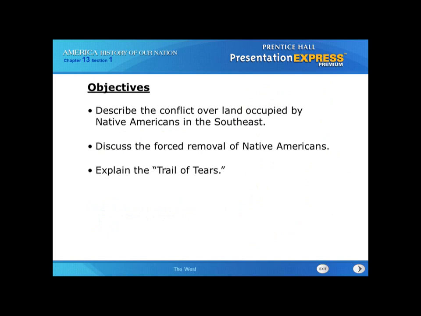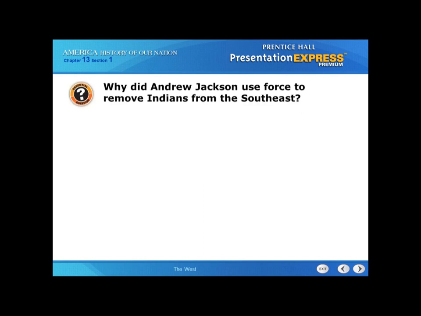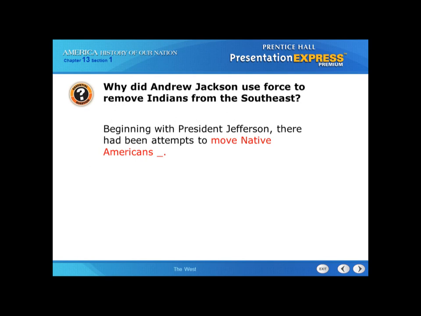Okay, the next section we'll be talking about the conflict over land occupied by Native Americans in the Southeast. We'll discuss the forced removal of Native Americans and explain the Trail of Tears. When we talk about westward expansion, we first mentioned immigrants, African Americans. Now we'll talk about Native Americans and how that relates to westward expansion. Why did Andrew Jackson use force to remove Indians from the Southeast? Beginning with President Thomas Jefferson, there had been attempts to move Native Americans westward.